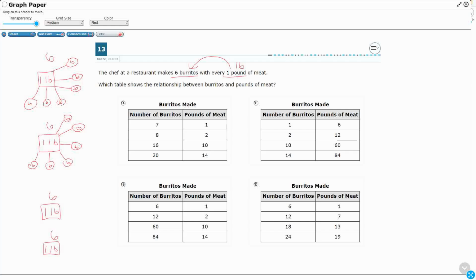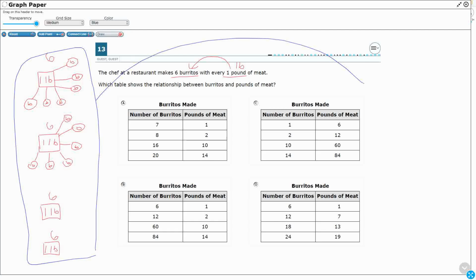So let's see if I could turn this into a table and find one that matches. So I'm going to take this right here. I'm going to bring this over here. Let's look at the way they have it here. They've got the number of burritos and pounds of meat. I would probably list it the opposite way. I'd put the pounds of meat first, the burritos second. So let's do that. Let's do pounds, LBS, and then burritos. And we could just flip it backwards to find the correct answer. So that's what makes the most sense to me.